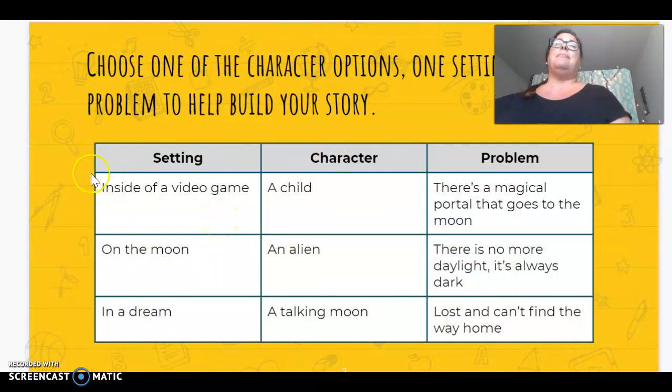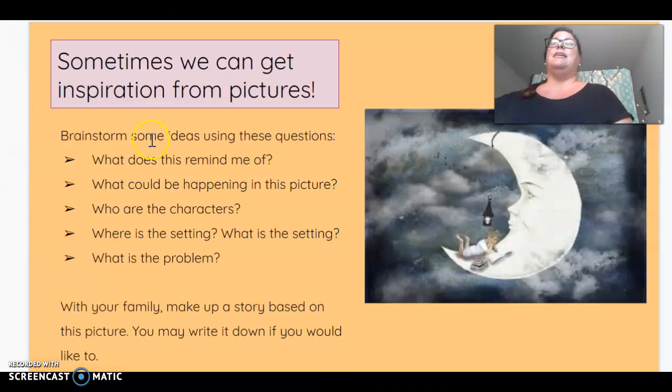and you can share it with your teacher. If you want to tell a story with your family, we want you to brainstorm some ideas with your family using this picture to inspire you. You might ask, like, what does this picture remind me of? What could be happening in the picture? Who are the characters in this story? Where is the setting? What is the setting? When is the setting? What is the problem that's happening in this story? And then after brainstorming some ideas with your family, tell the story. You might even choose to write it down, and you could share that with your teacher.